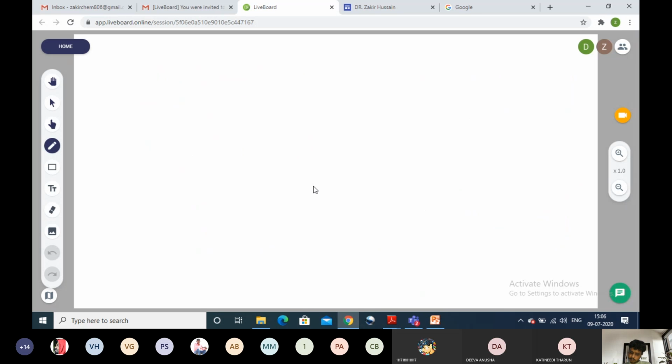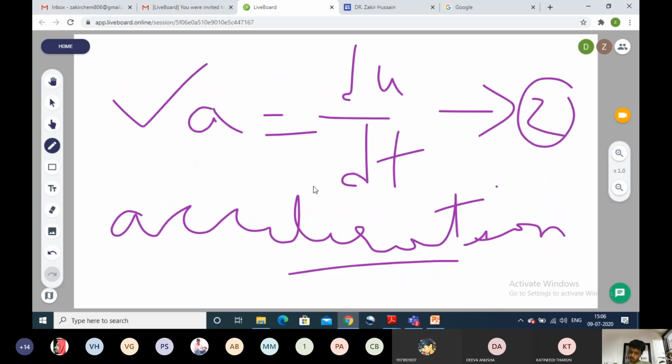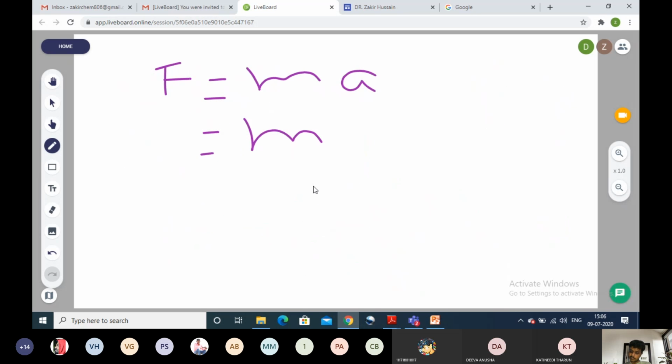From Newton's second law of motion, we already defined F is equal to ma. So what is a? We already defined a in equation 2: a is equal to change in velocity with respect to change in time. Then mass is a constant variable. Mass cannot change with respect to location, whereas weight can change with respect to location, because acceleration due to gravity will act upon it.